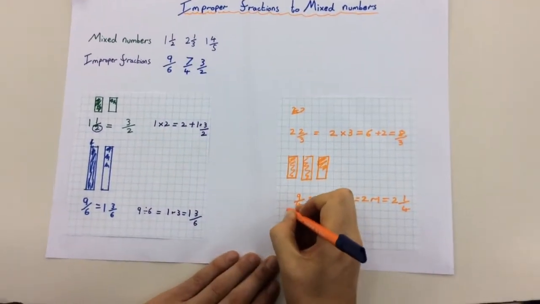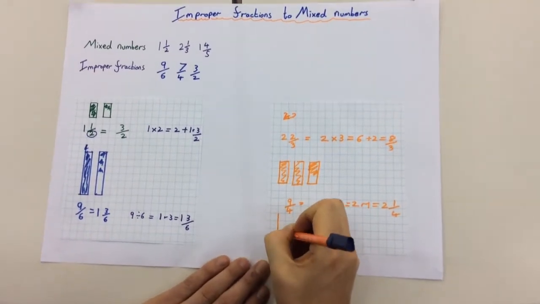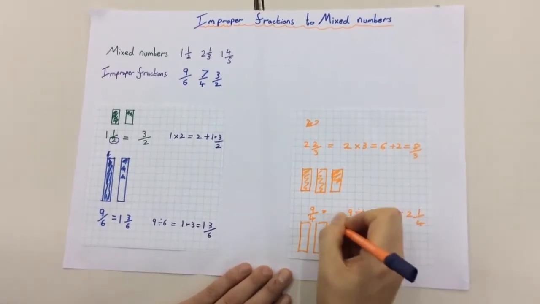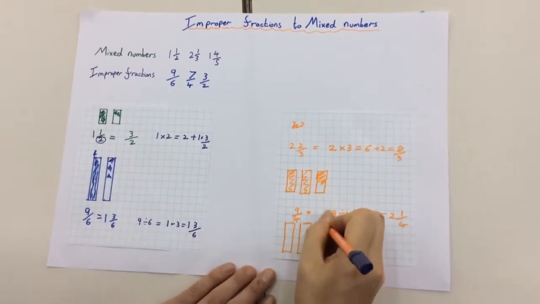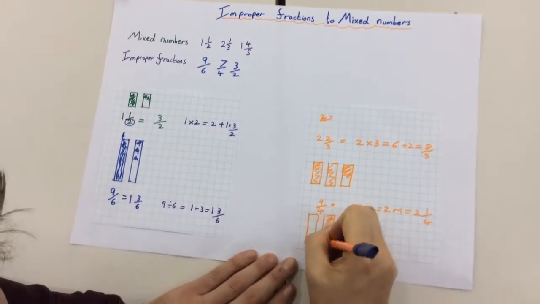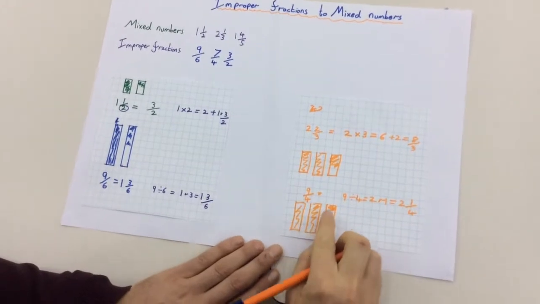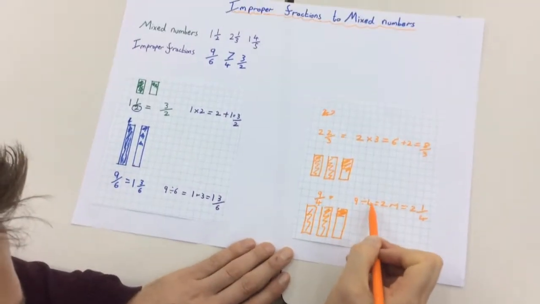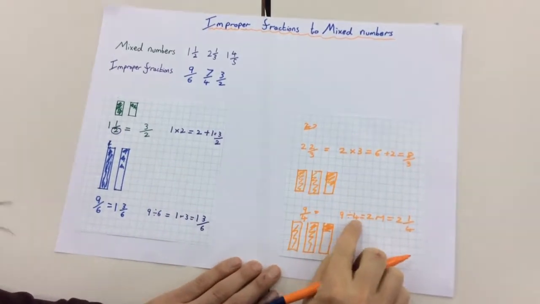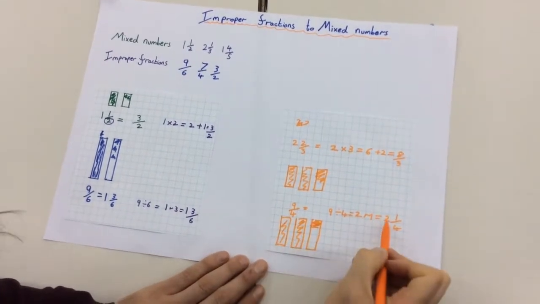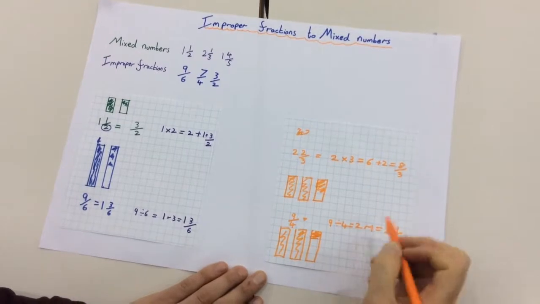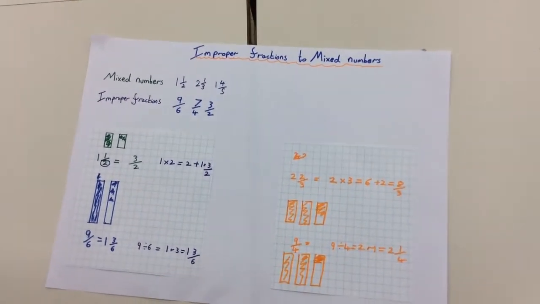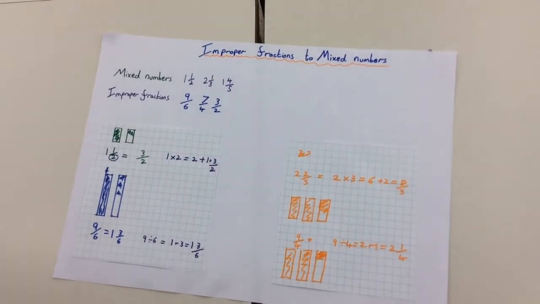What did I do there? Well, I went, okay, I had 9 quarters: 4, 8, 9 quarters. I divided that by 4 because I put it into groups of 4. So I have 2 groups of 4 with a remainder of 1, that's this one, 2 and 1 quarter. That is how we convert between mixed numbers and improper fractions.